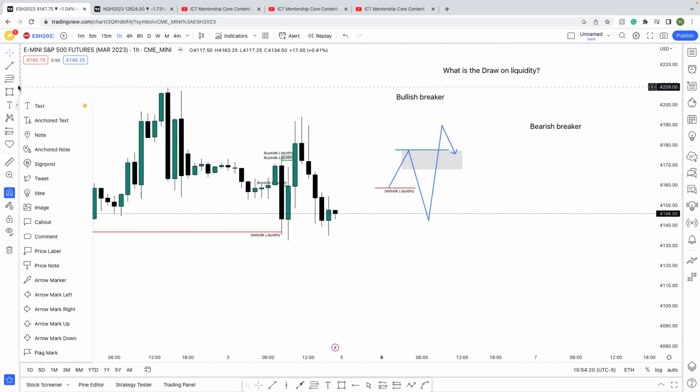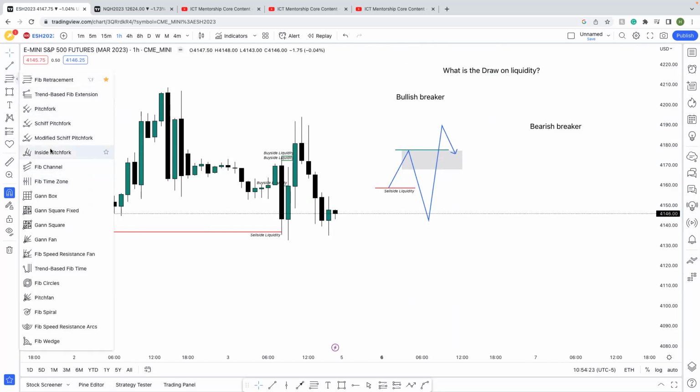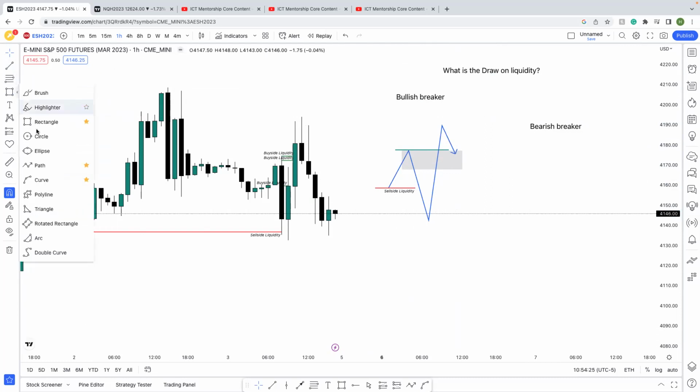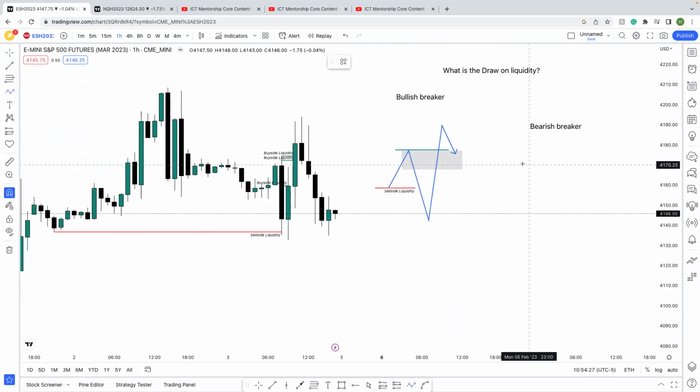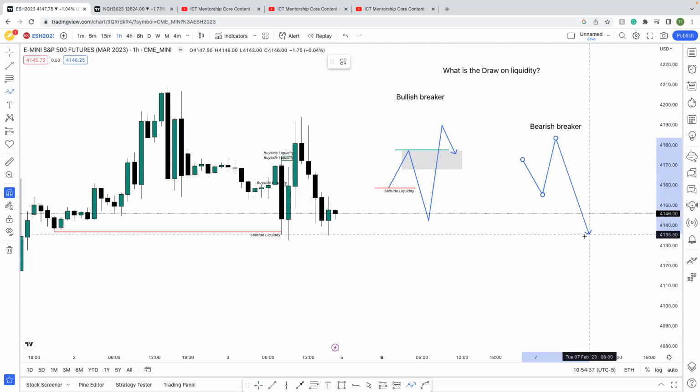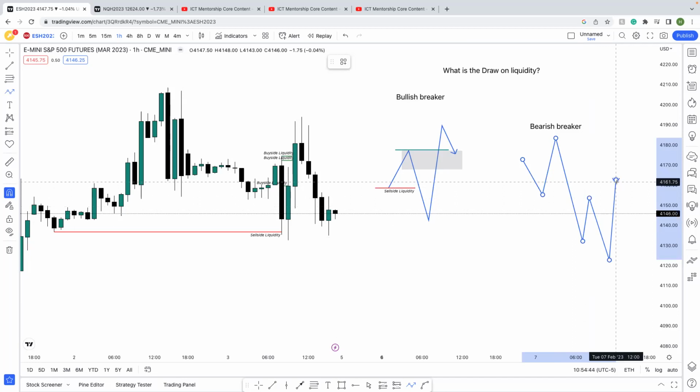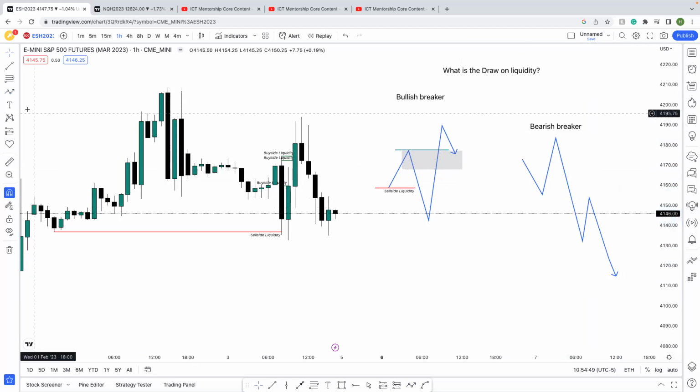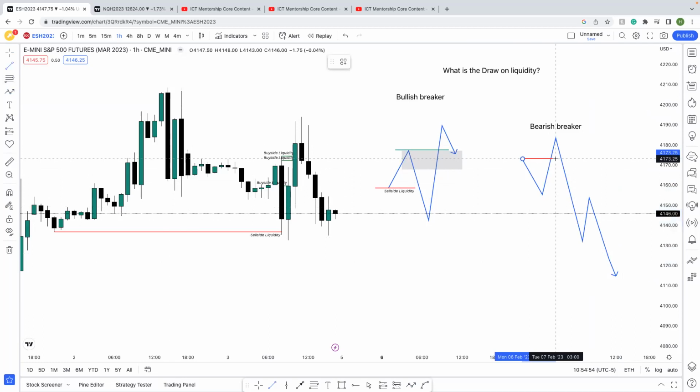And then I'll draw the bearish breaker. A bearish breaker is just going to be the opposite. So we're going to have a high, a low, a higher high, and then the low is taken out. Then we trade back to the breaker and can expect price to get lower. So here is buy side liquidity.